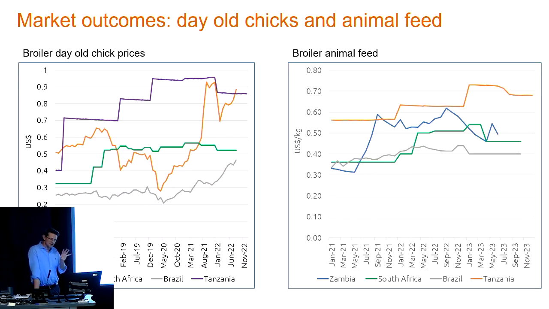These are the broiler day-old chick prices compared to Brazil as a benchmark. Brazil still has a concentrated industry, but their government spends a lot of time looking and checking and monitoring all the time what's going on. So if you're a poultry producer in Brazil, you were getting a day-old chick for less than 30 US cents. Now it's gone up to about 45 cents. If you're in Tanzania, you're paying over 90 US cents, 3 times the price.